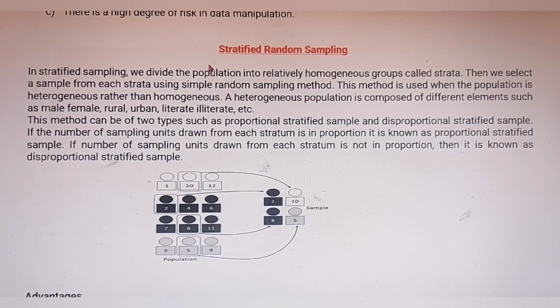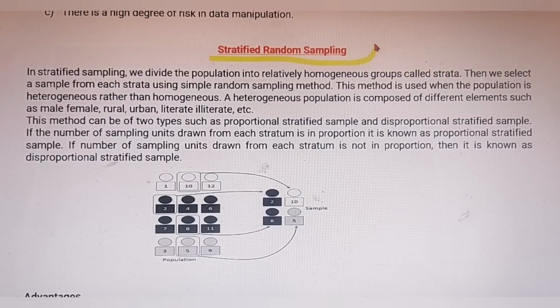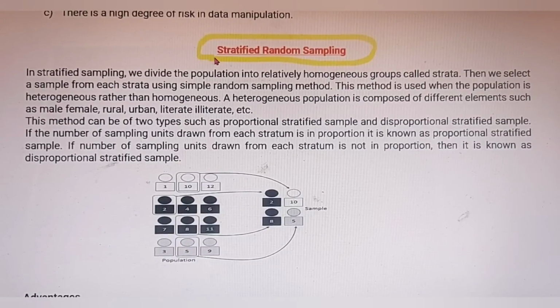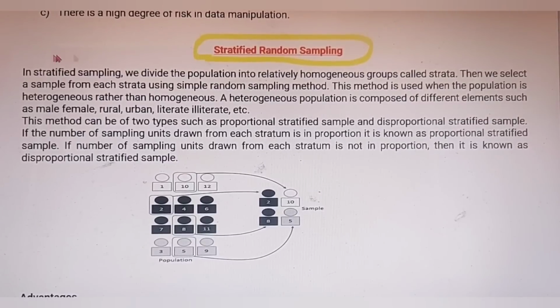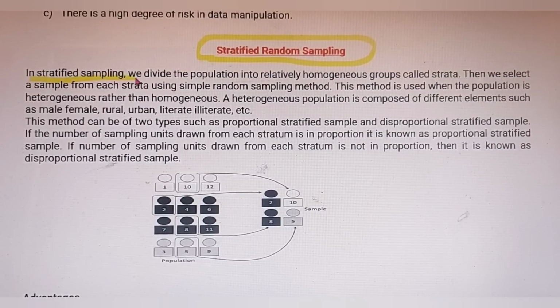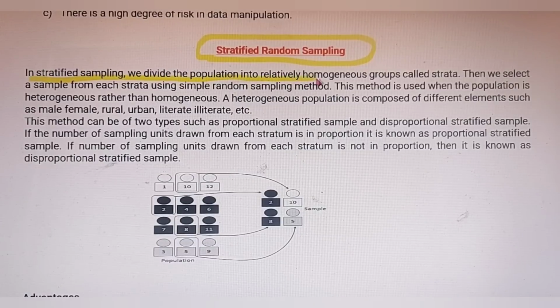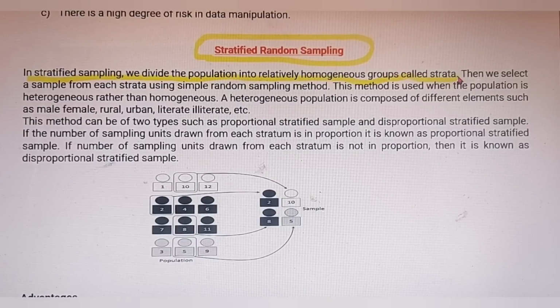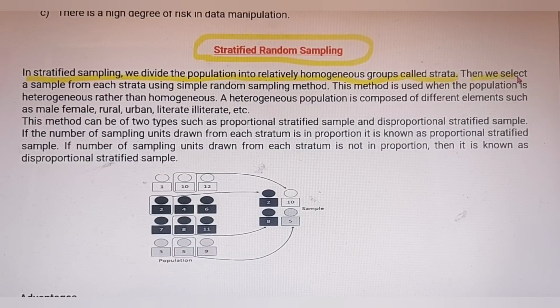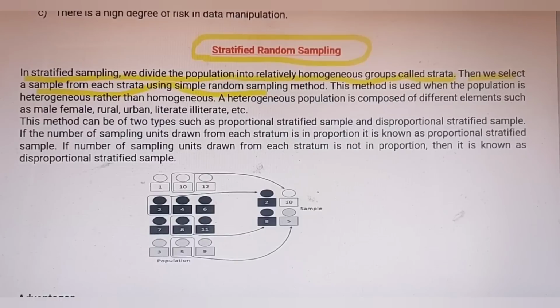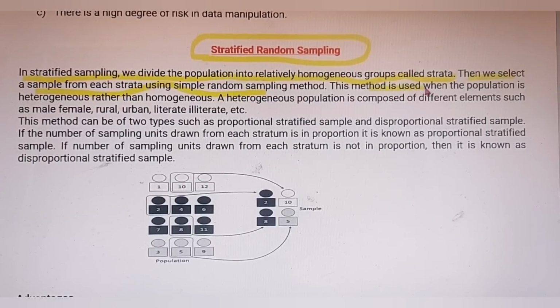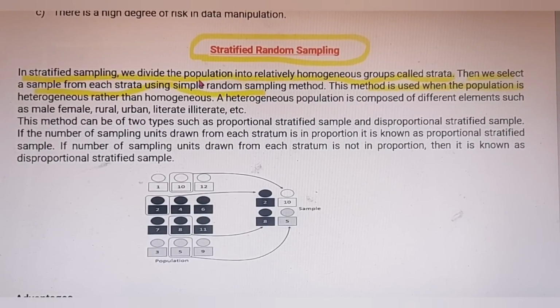This is also a question you might have seen in previous years: stratified random sampling. Now what is this? In stratified sampling, we divide the population into relatively homogeneous groups called strata, and then we select a sample from each stratum using the simple random sampling method. This method is used when the population is heterogeneous.